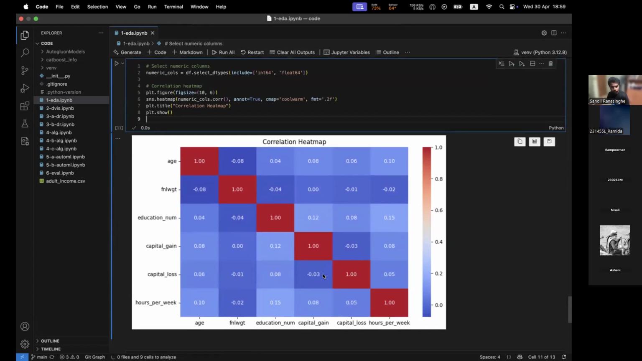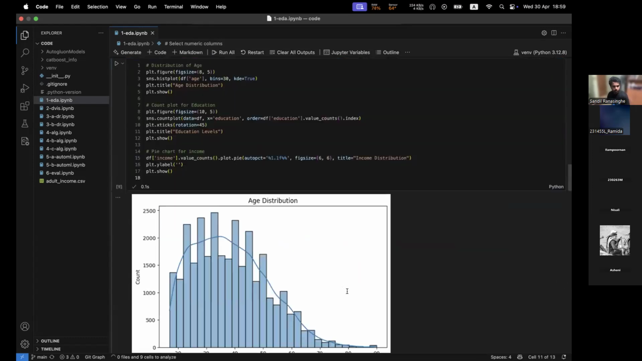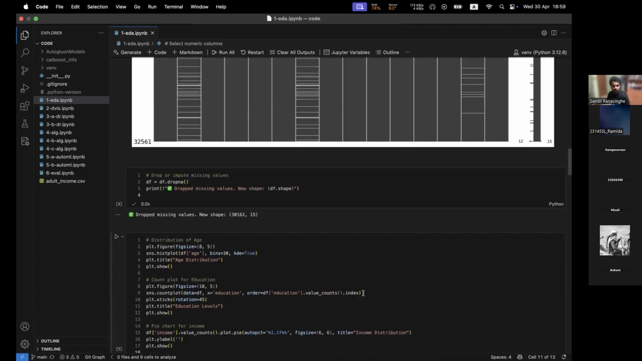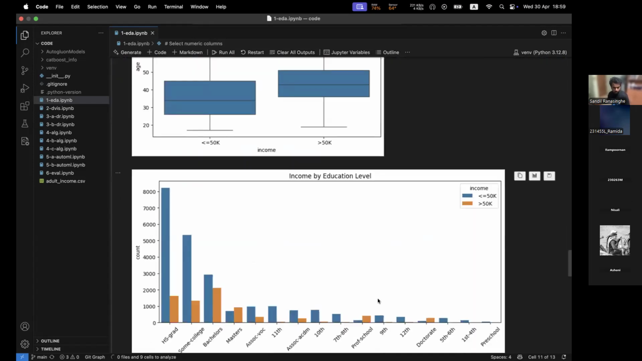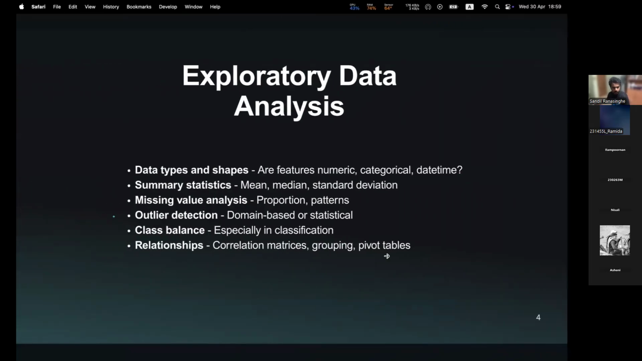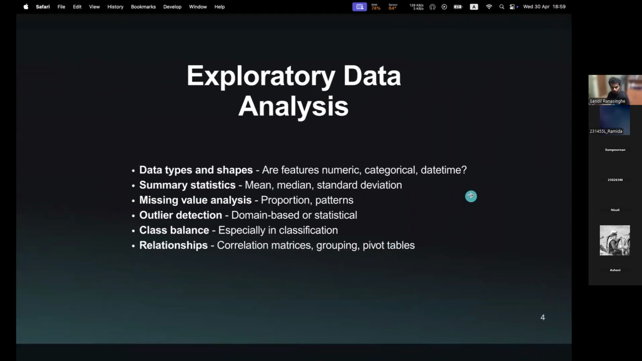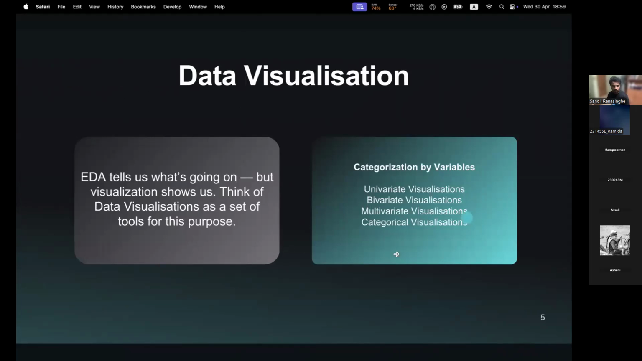So, a lot of visualizations there. If you think about it, visualizations are a tool we can use for this exploratory data analysis. And so that brings us to the next thing we will cover: data visualization.